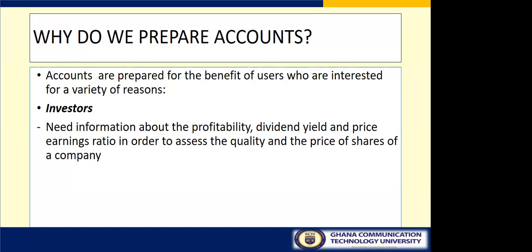Investors need information about the profitability of the business, whether the business is making profits or not. The dividend yield and the price earnings ratio, in order to assess the quality and the price of shares of a company. So before an investor can invest in the business, they look at these things. You find the profits from the income statement, and how much is paid as dividend you find in the financial statement. This will convince investors that when I invest in this business, I'm going to receive this.